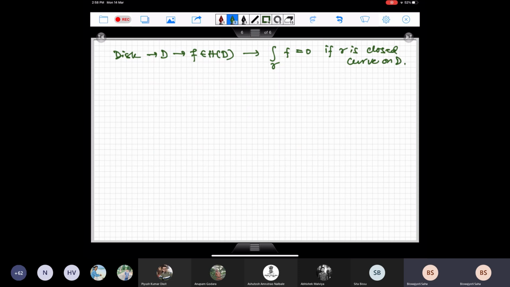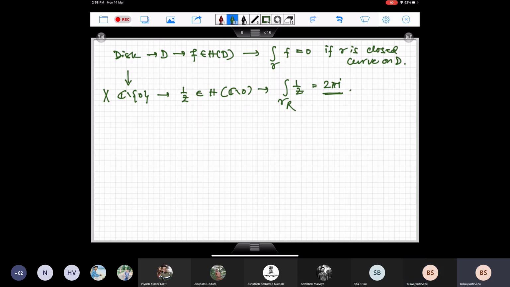But let's say I cannot just replace this disk by anything random. For example, I cannot take C minus 0. This is not allowed. For example, I can see that 1 over Z is holomorphic on C minus 0, but just keep this example in mind. So the integral of 1 over Z over gamma r is 2 pi i. So there is a significant difference happening over here. The disk gives that you take any holomorphic function, integrate over a closed curve, you get 0. But here that's not happening.